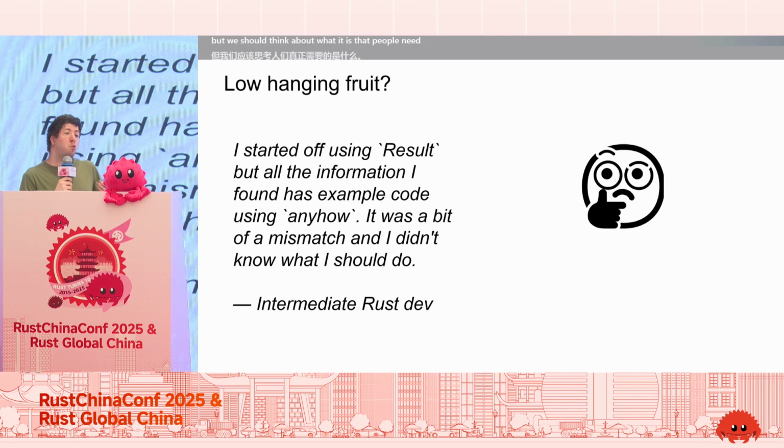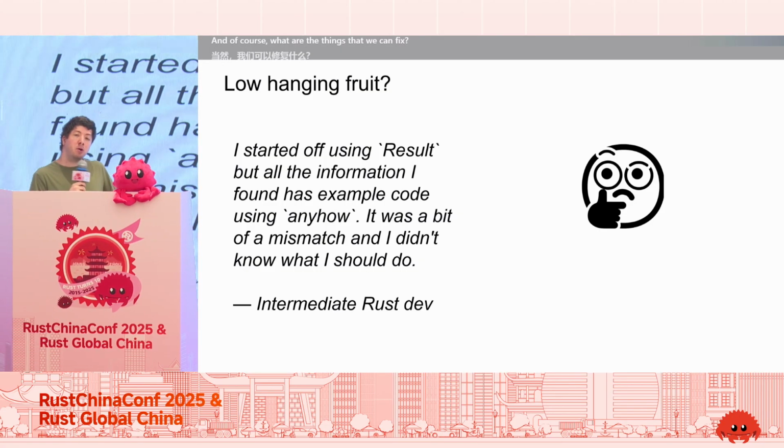Of course, what are the things that we can fix? There's some low-hanging fruit. So for example, in the ecosystem, there are a lot of really great crates, right? That is one of Rust's strong points, including, for example, error handling. But in the standard library documentation and the official Rust documentation, we don't talk about specific language or ecosystem crates. And we do this because we don't want to bias people, right? We don't want to stop development because we recommend one thing.